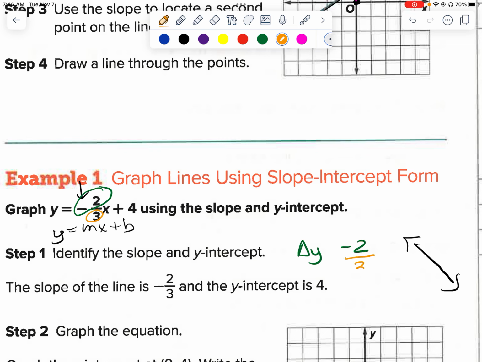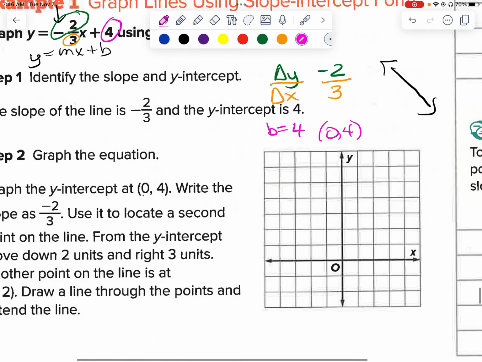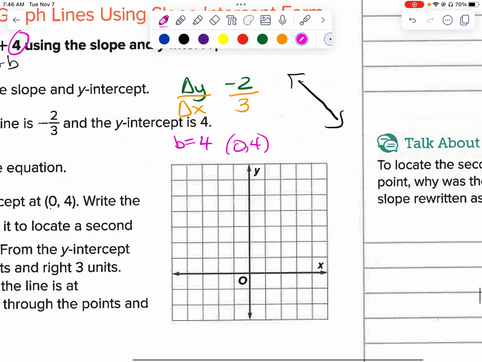Then I'm going to look at my change in x, which is right here. So over 3. Oh, I forgot to write change in x. There we go. And now if we look at my b value, which is 4, but we want to look at that as a point, the point 0, 4. So I come straight down to this. I plot my point. Remember, you always start at 0, 0, and then you're going to go up 4. So I'm going to go up to 4. 1, 2, 3, 4, and I'm going to plot my point.